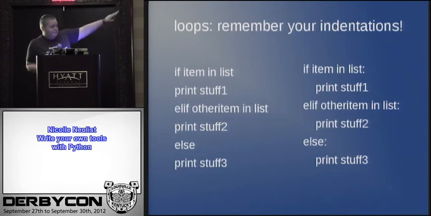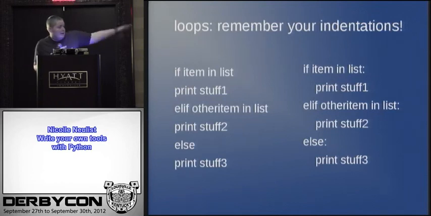side, on the left, isn't going to work. It's not indented properly for the blocks of if code. And you also look, if item in list, there's no colon at the end. You need a colon to set off any kind of loop. Whereas on the right, if item in list, colon. If item is in list, then print stuff 1 will happen and it won't crash. Elif other item in list, print stuff 2.